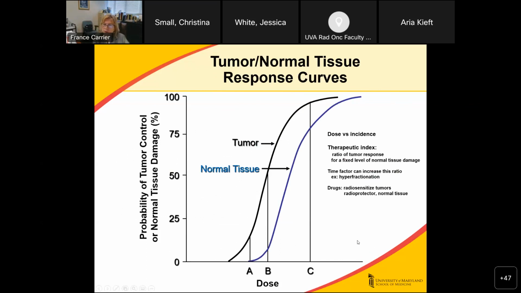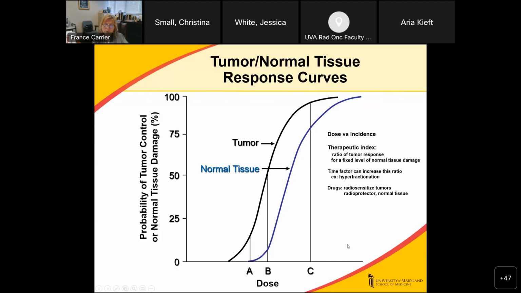So when we talk about chemoradiation or chemotherapy, what we want to do is really look at the dose that we're using, either of chemotherapy or radiation, versus the incidence of effect that we're provoking. Basically, we want to look at the ratio between the effect of killing tumor cells and minimizing the amount of damage to normal tissue. This is a sigmoidal curve, based on the probability of tumor control versus normal tissue damage. We want as much distance between those two curves as possible, and this is what gives you the therapeutic index.